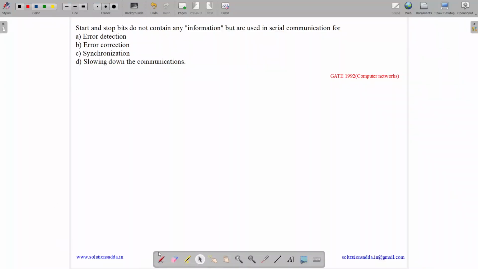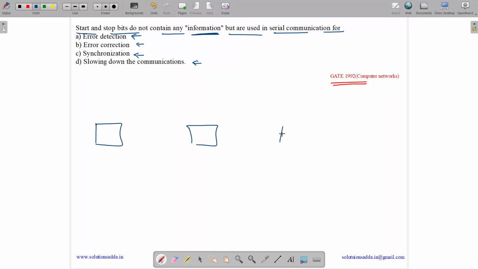This question belongs to the computer network subject and was asked in GATE CSE 1992. So the question states, start and stop bits do not contain any information but are used in serial communication for error detection, error correction, synchronization, and slowing down the communication. Suppose we have various hosts and we are sending a message from host A to host B.